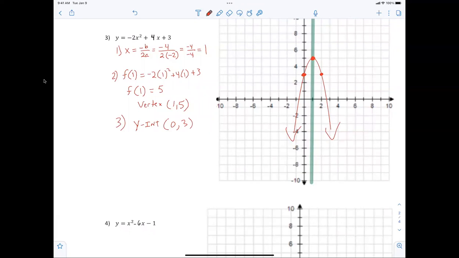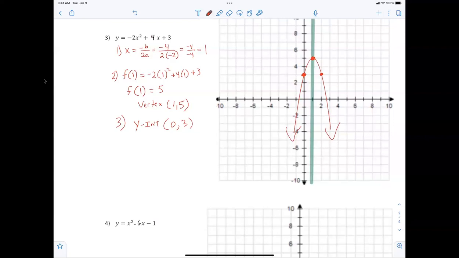Now let's say you're taking a test and you forget how to find the vertex. Well, go to second, then trace. Are we looking for the maximum or the minimum? We're looking for the maximum. So the maximum, go to that one.